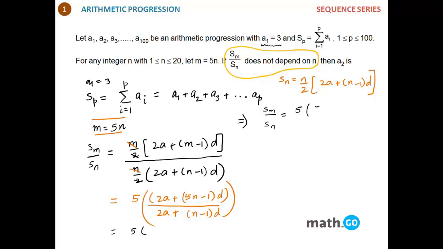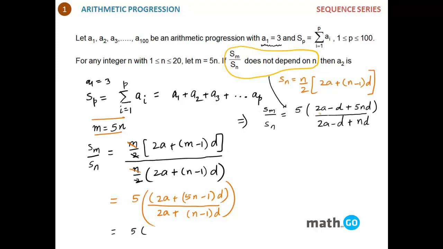2a minus d plus 5nd, divided by 2a minus d plus nd. Now the problem says that this particular ratio does not depend on n. So what can we interpret from here? That is the major thing being asked in this particular question.